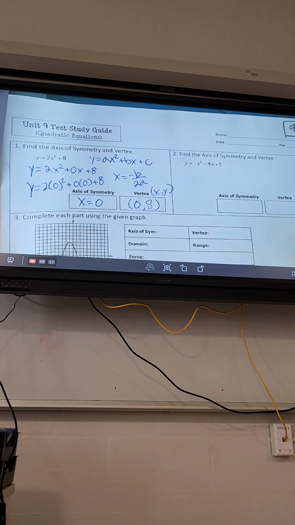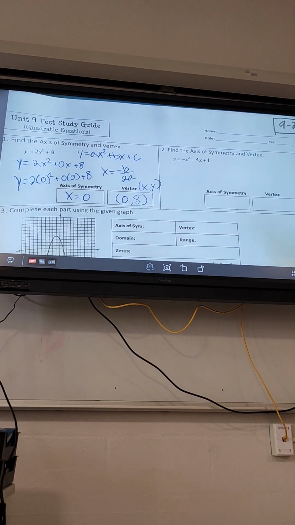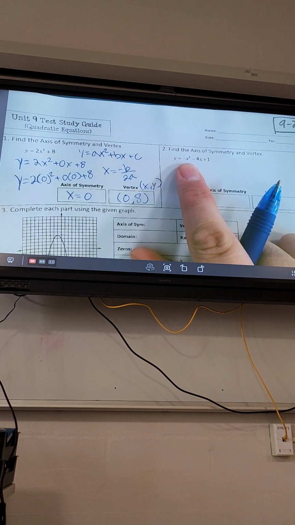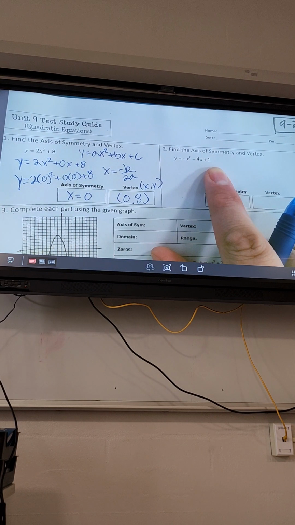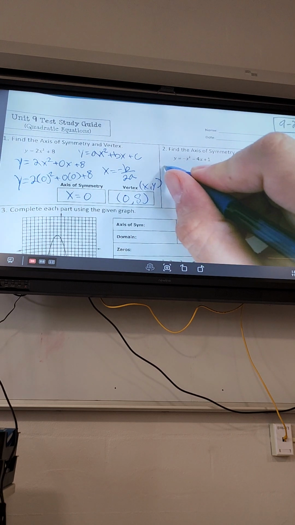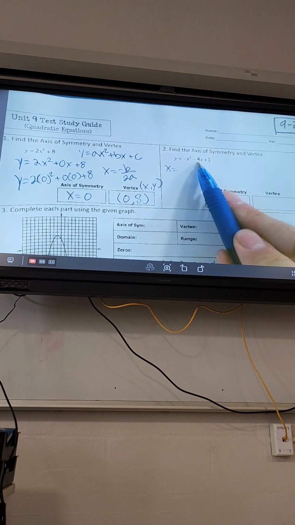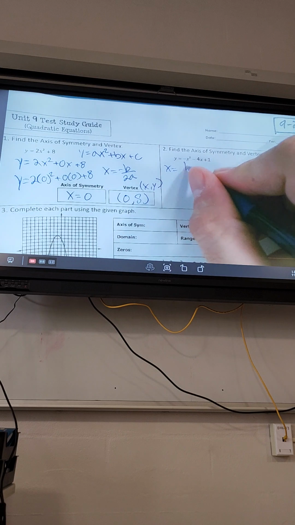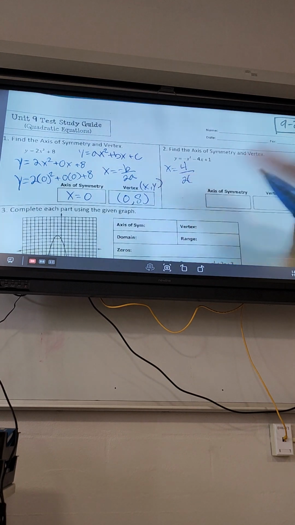Next, find the axis of symmetry and vertex of another type of equation. With this one right here, we notice we have all of our pieces. We have our a, we have our b, we have our c. So let's go ahead and do that. X equals the opposite of b, which is positive 4, divided by 2 times a, which is negative 1.